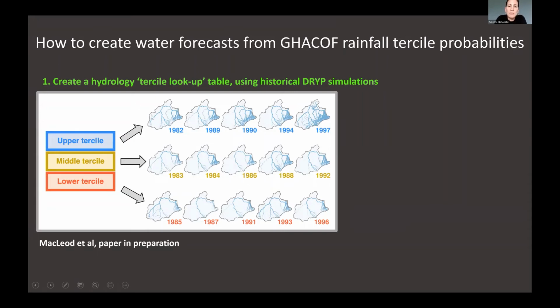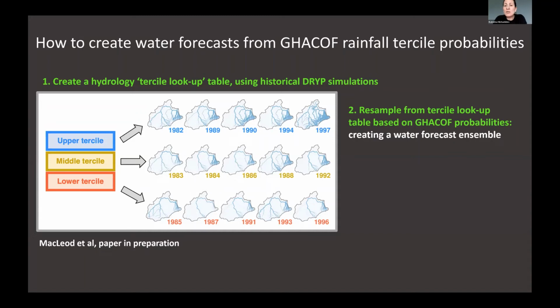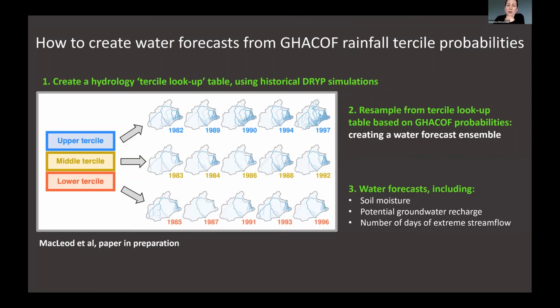So in this case, you can see that we ran a whole bunch of historical simulations and then we put them in the terciles that correspond to the rainfall years. And this is done for river flow. Then based on the probabilities, the 50%, 25, 25, we resample and we create a water forecast ensemble, and we can do it for various variables that are important for plant growth, such as soil moisture, which affects crop growth and fodder production, groundwater recharge, which is important for drinking water and reserves, and number of days of extreme stream flow, which may affect flash flood probabilities.